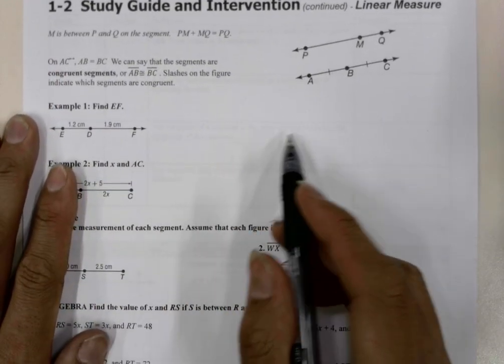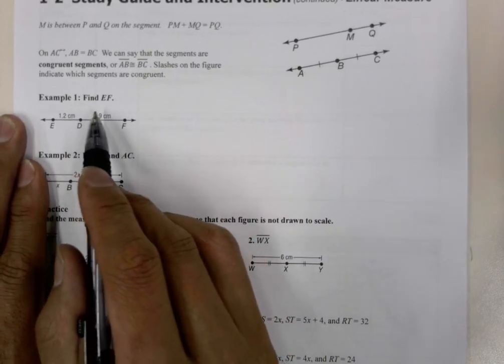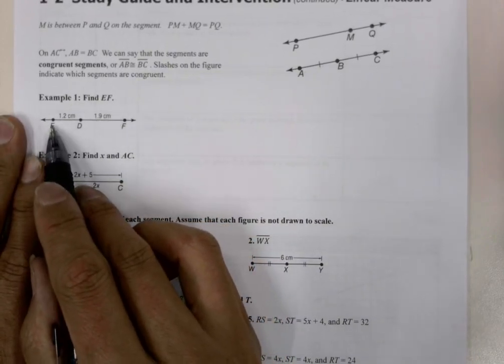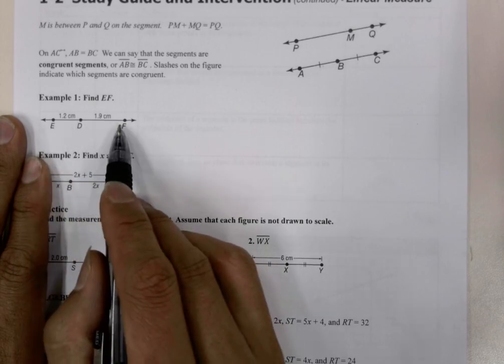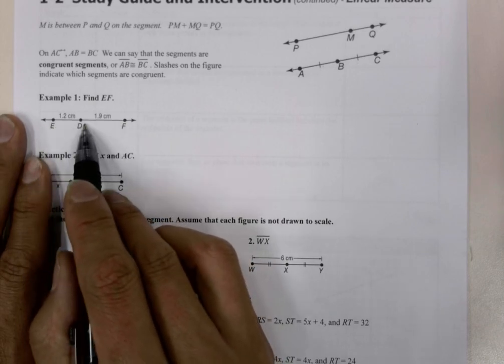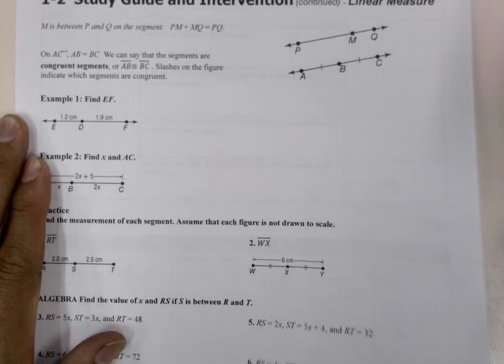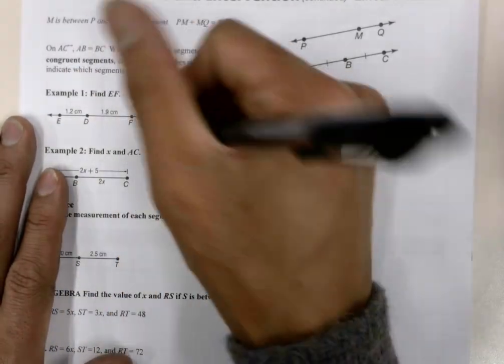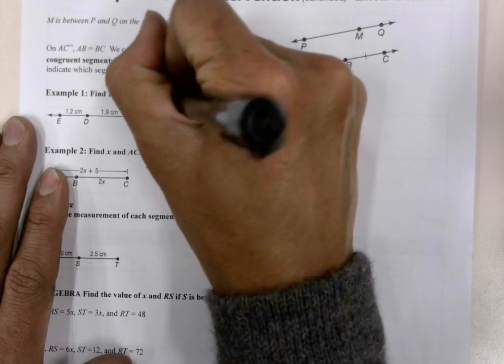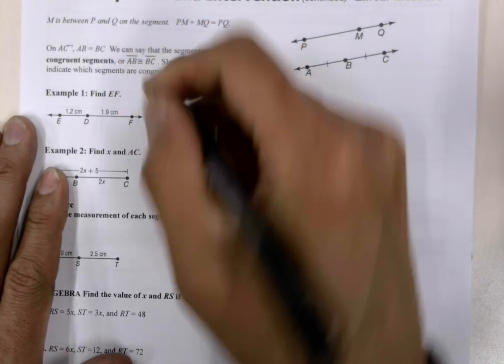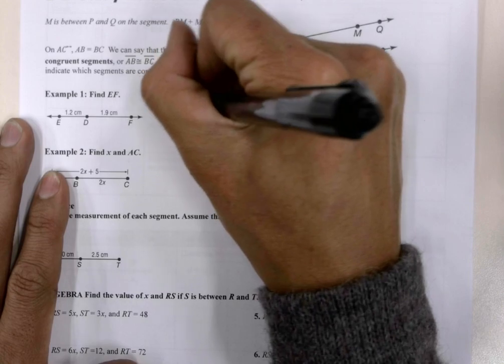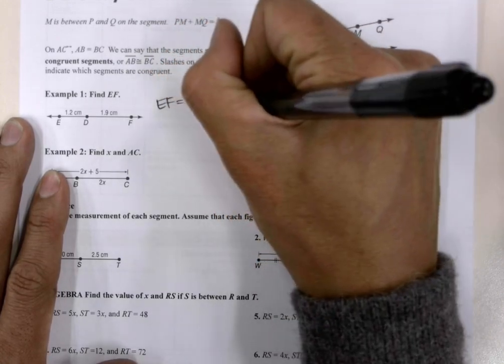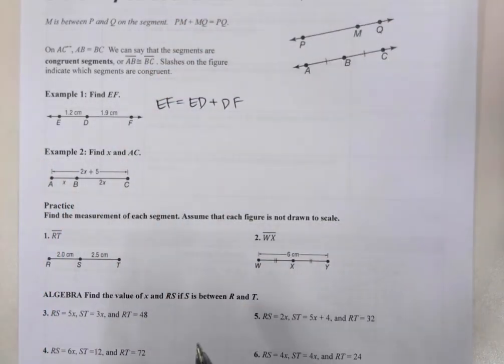Alright, so we're down here on example number 1. Find EF. EF is the entire line segment, and it's made up of ED plus DF. So we can go ahead and write down our equation like this. The measure of EF is equal to the measure of ED plus the measure of DF, like so.